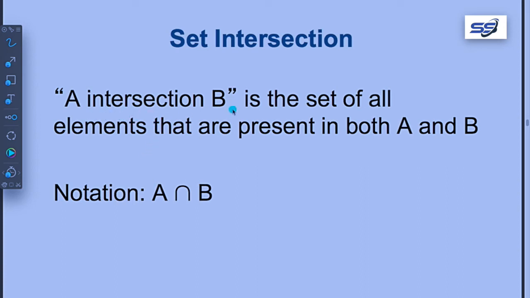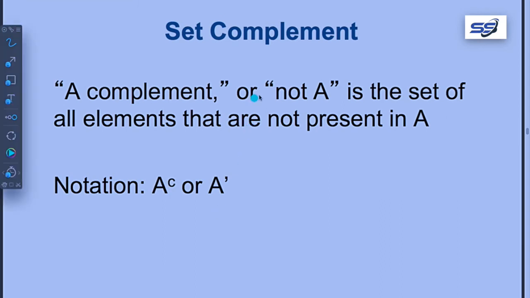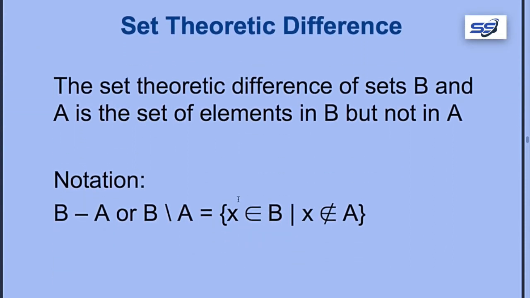Intersection. A intersection B is the set of all elements that are present in both A and B. Notation: A ∩ B. Set complement. A complement, or not A, is the set of all elements that are not present in A. Notation: A^c or A'. Now, set theoretic difference. The set theoretic difference of sets B and A is the set of elements in B but not in A. Notation: B − A = {x belongs to B such that x does not belong to A}.